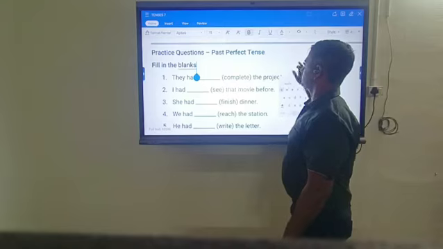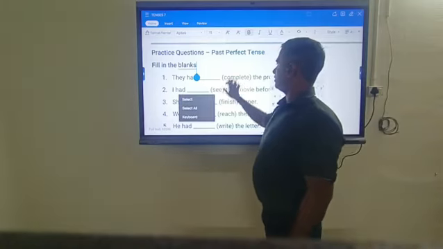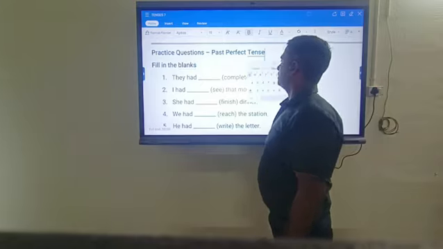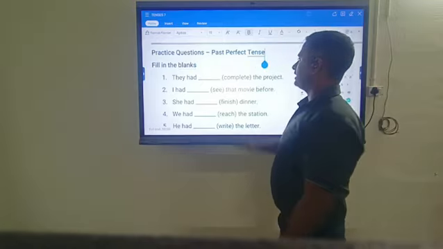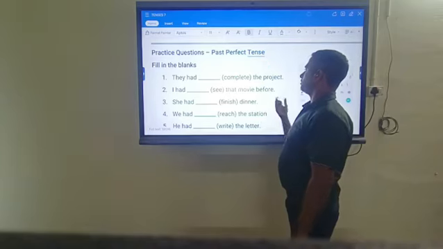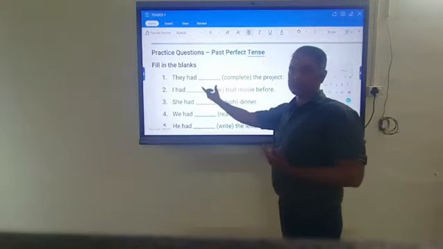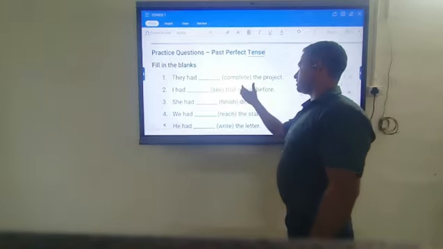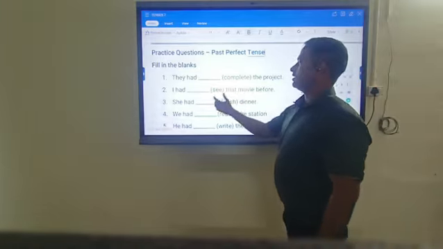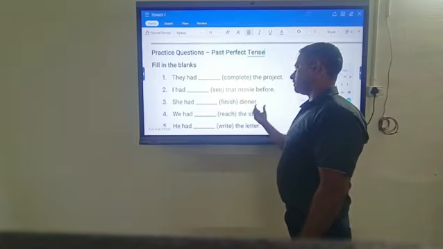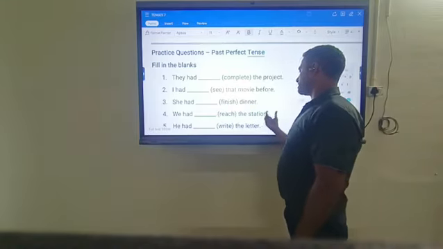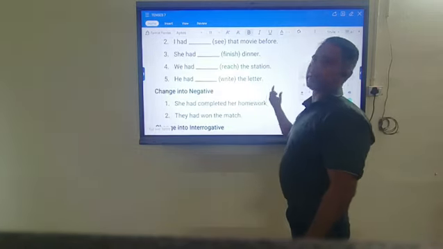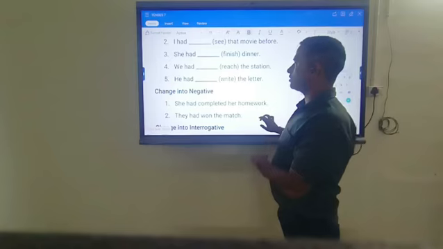Practice questions. They had dash complete the project. Now complete, you have to write in the third form of the verb. I had dash see that movie before. She had dash finish dinner. We had dash reach the station. He had dash write the letter. Change into negative.